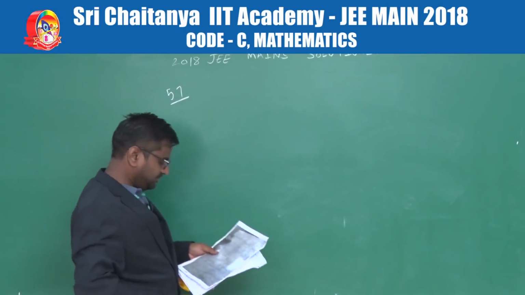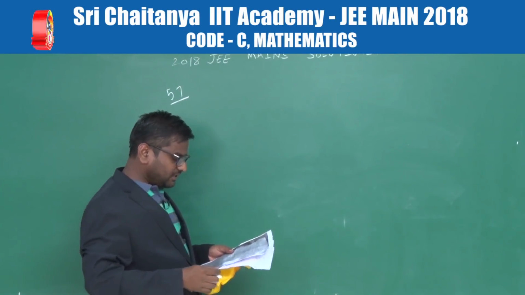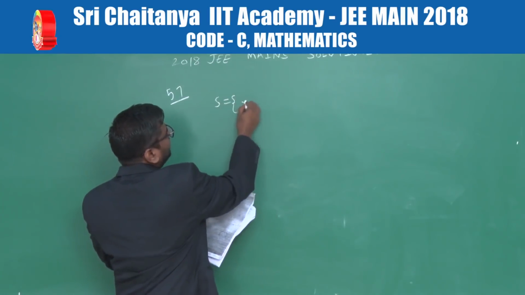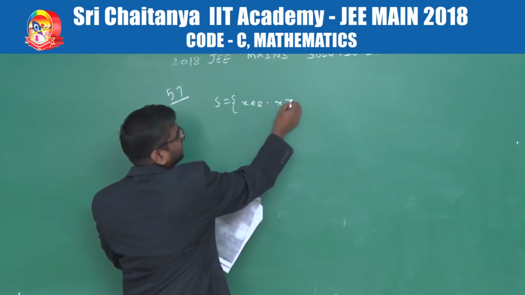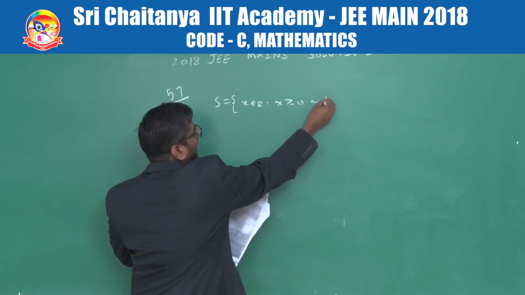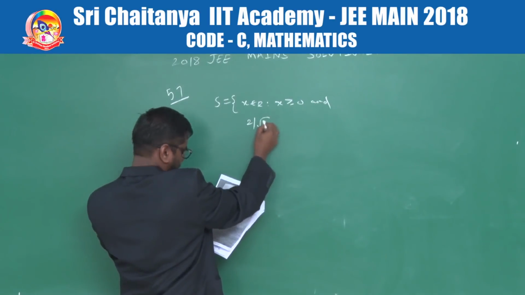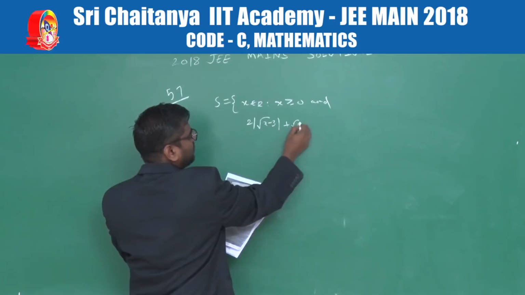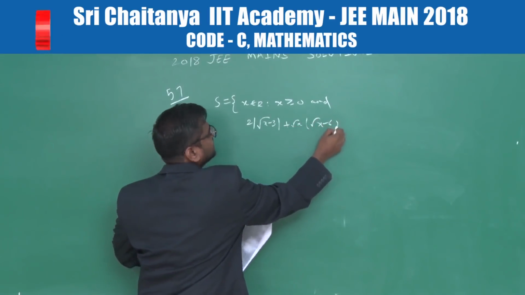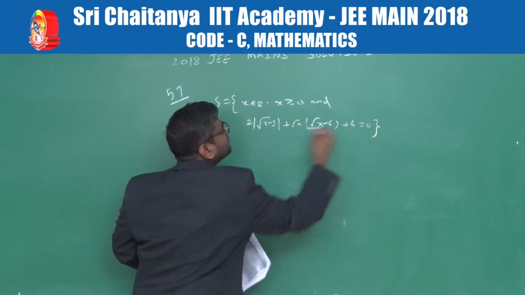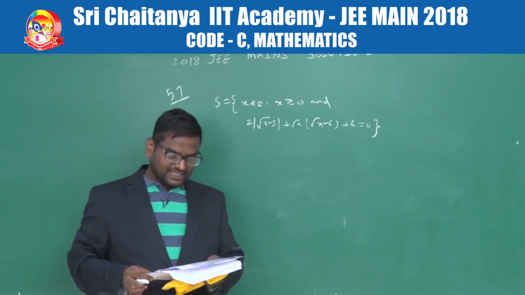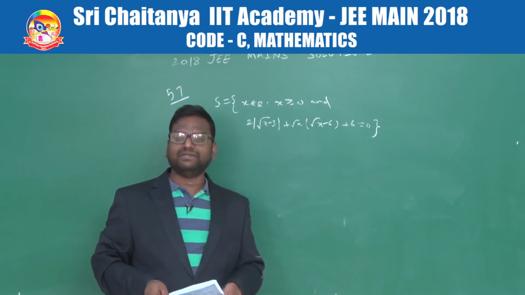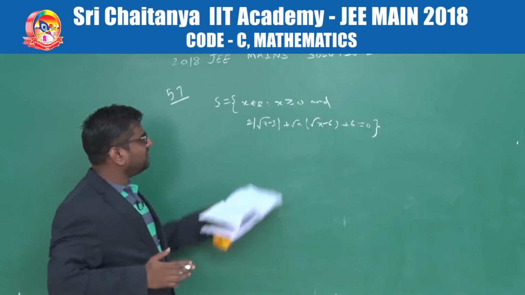57th question. S equals x belongs to R such that x is greater than or equal to 0 and 2 mod root x minus 3 plus root x into root x minus 6 plus 6 equals 0. Now, this set will contain how many elements? So, obviously, we need to solve this equation.